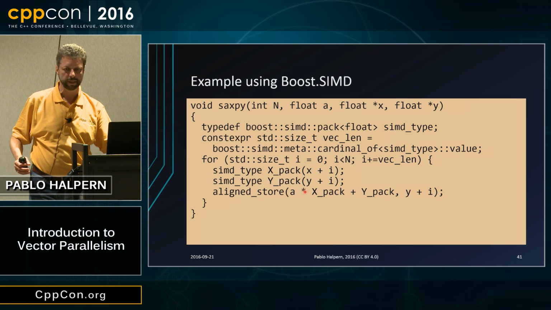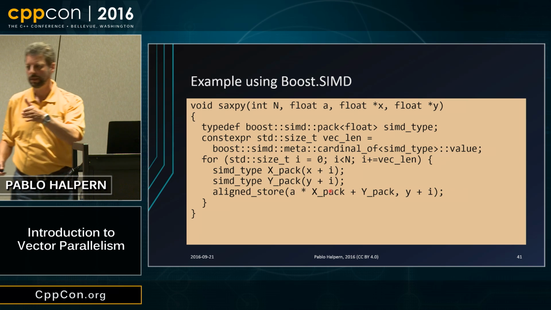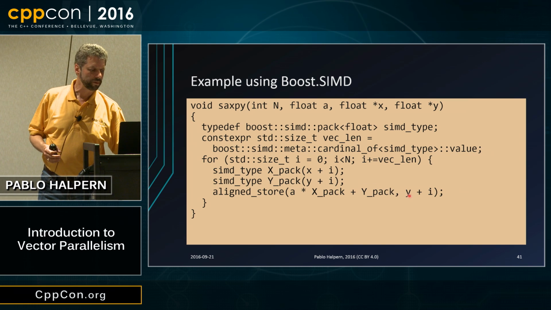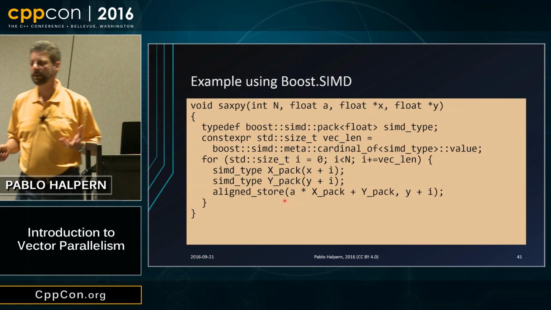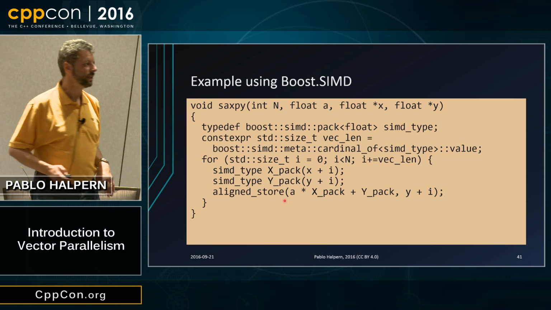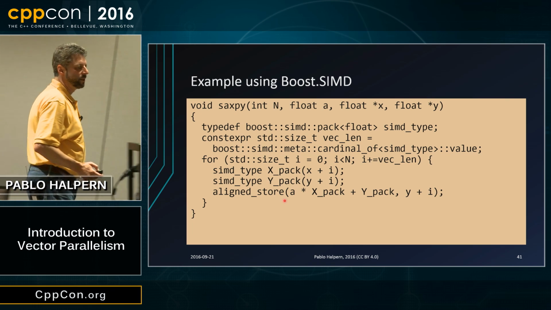Scalar by vector multiplication means multiply every value in the vector by that same scalar. And we're going to store the result in Y plus i. We're using this aligned store, which says use the most efficient way to store it, which is to assume that these things are aligned. Okay, there's a lot to be said.